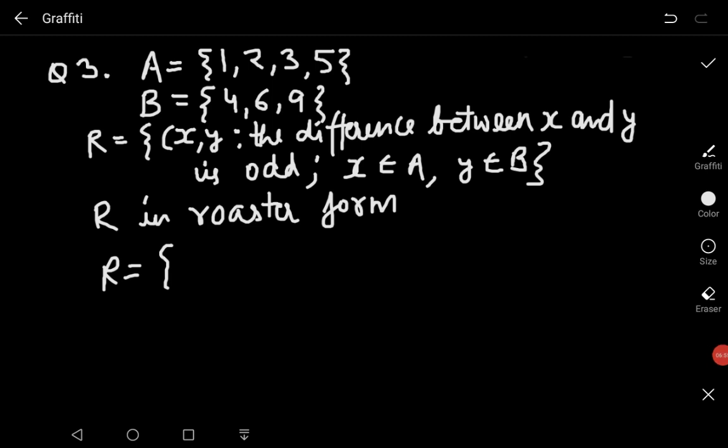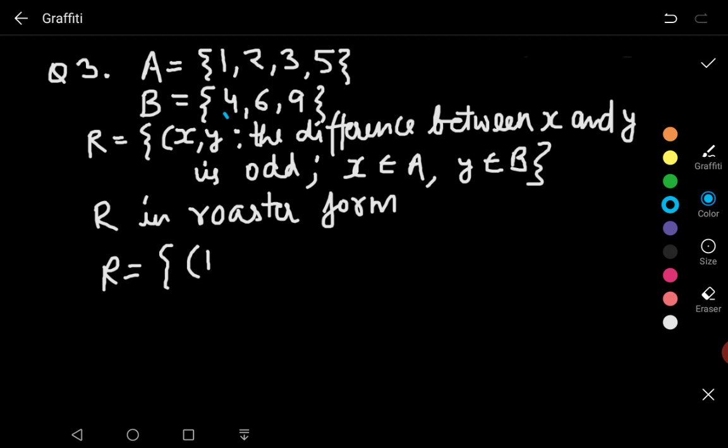See, I have written here that the difference between X and Y is odd. तो X और Y का अगर मुझे डिफरेंस ऑड चाहिए, दैट मीन्स कि एक एलिमेंट ऑड और एक एलिमेंट इवन होना ही चाहिए. सो आई एम टेकिंग 1 दैट इज ऑड फ्रॉम A. So if I am taking an odd number from A, I have to take even number from B.